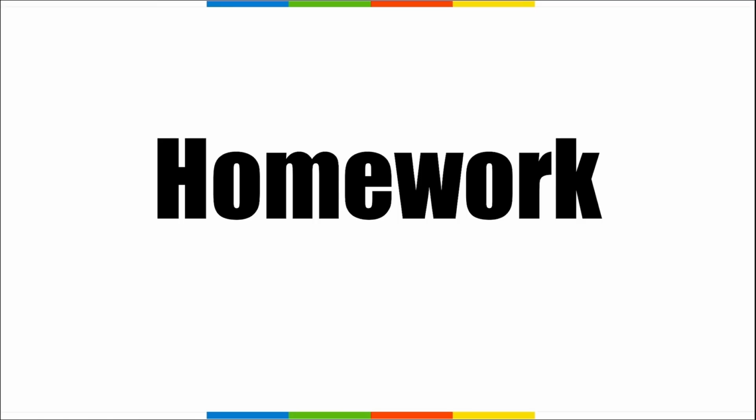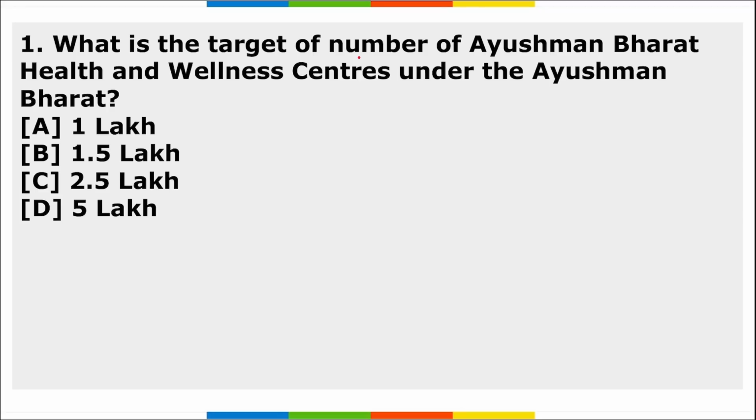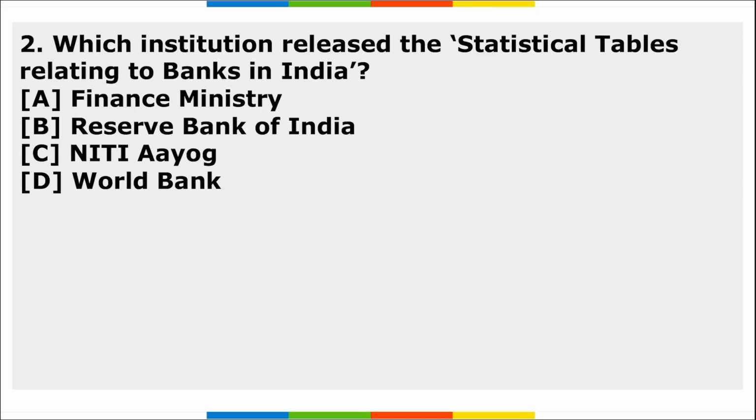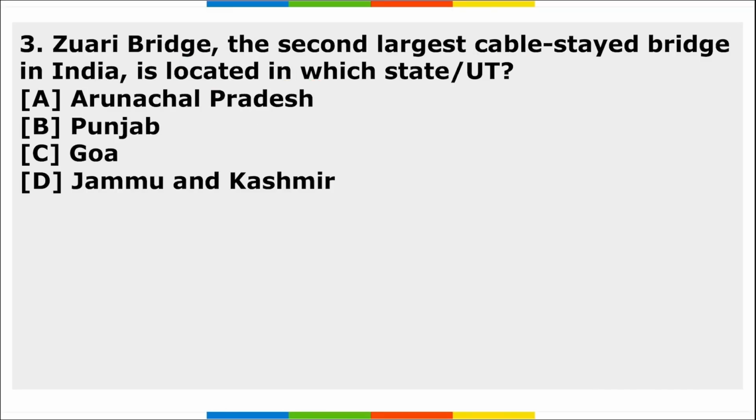Now it's time for your homework. First, what is the target number of Ayushman Bharat health and wellness centres under Ayushman Bharat? Second, which institution released the statistical tables relating to the banks in India? Third, Zuari Bridge, the second largest cable-stayed bridge in India, is located in which state or union territory?